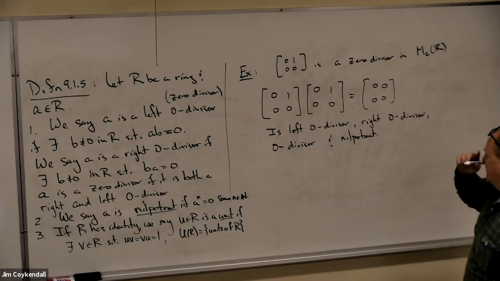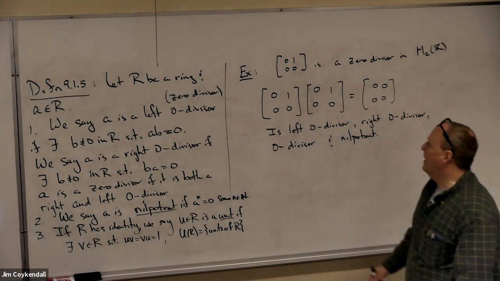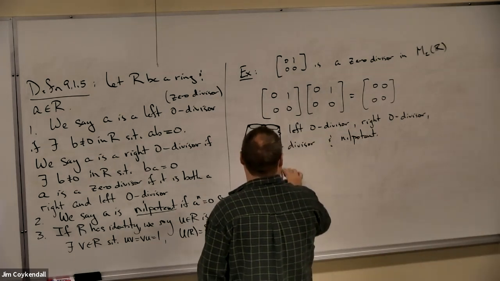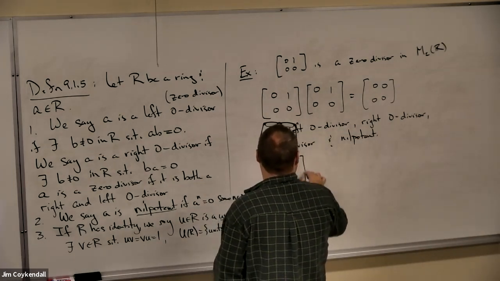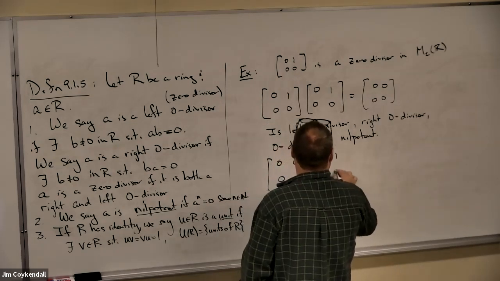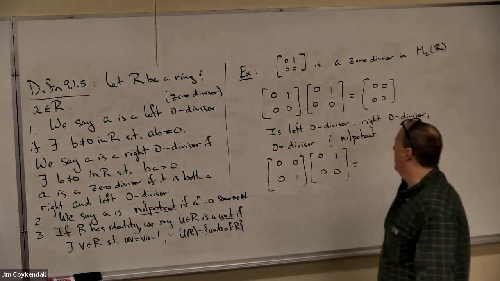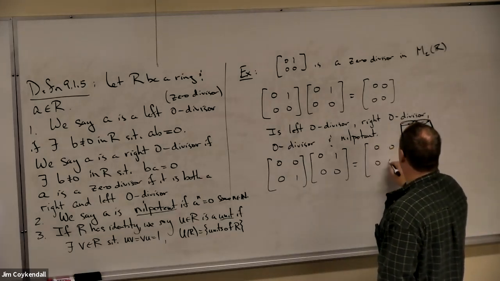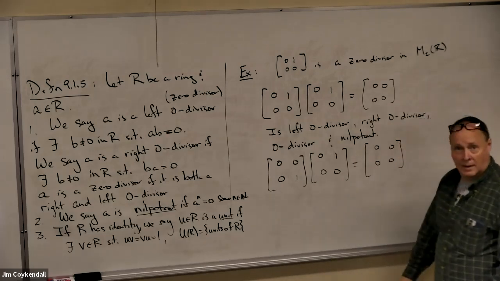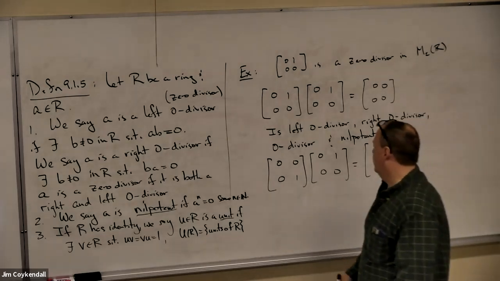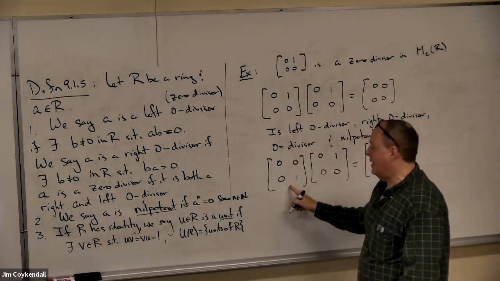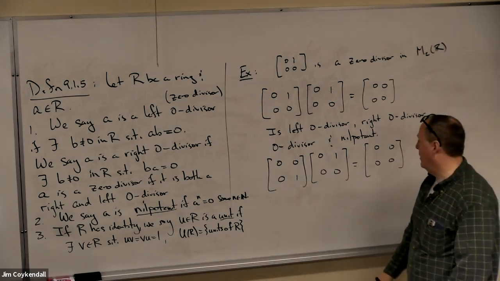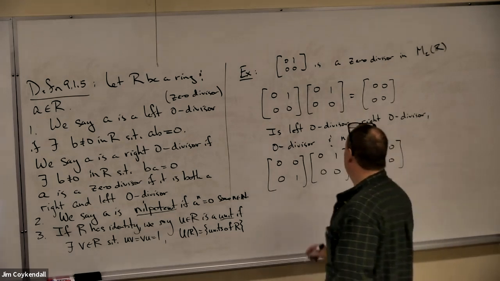Okay. Let me point out that you may not be able, so let me ask you this. If you look at this matrix here, 0, 0, 0, 1, 0, 1, 0, 0, what do you get? Everybody agree with that? This is a left zero divisor, and this is a right zero divisor because neither one of these is equal. Notice what happens when you multiply them in the other order.